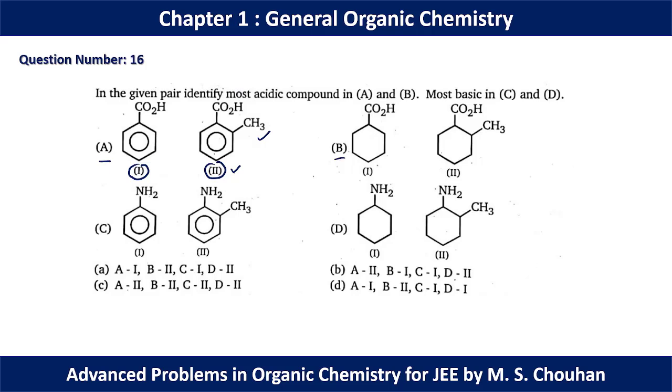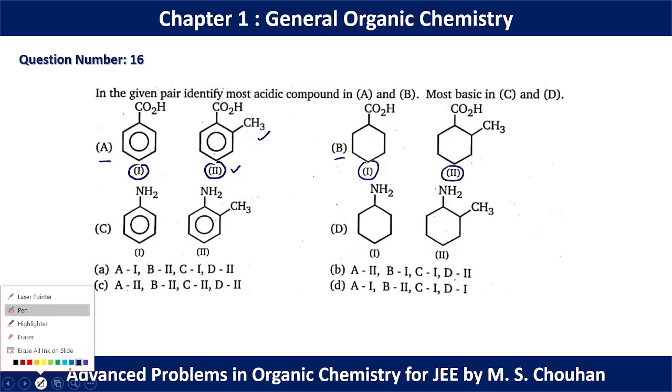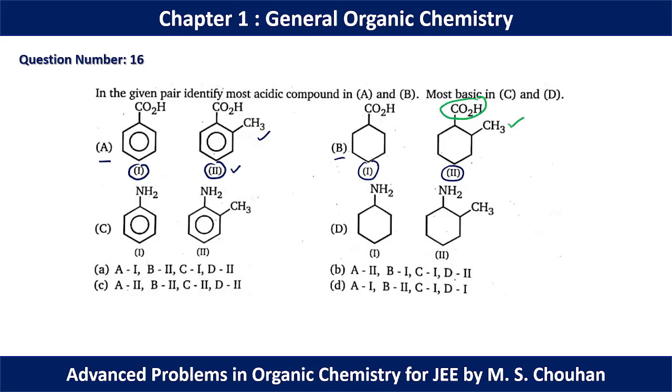But in option B, we again have two molecules, but we don't have any ortho effect because we don't have a benzoic acid system. In this case, the conjugate base is destabilized by the plus I effect of the methyl group. So in the second option, the first one will give the most stabilized conjugate base because there is no plus I effect present. So for A, option 2, for B, option 1 is correct. Our answer up to this point is A2 and B1.